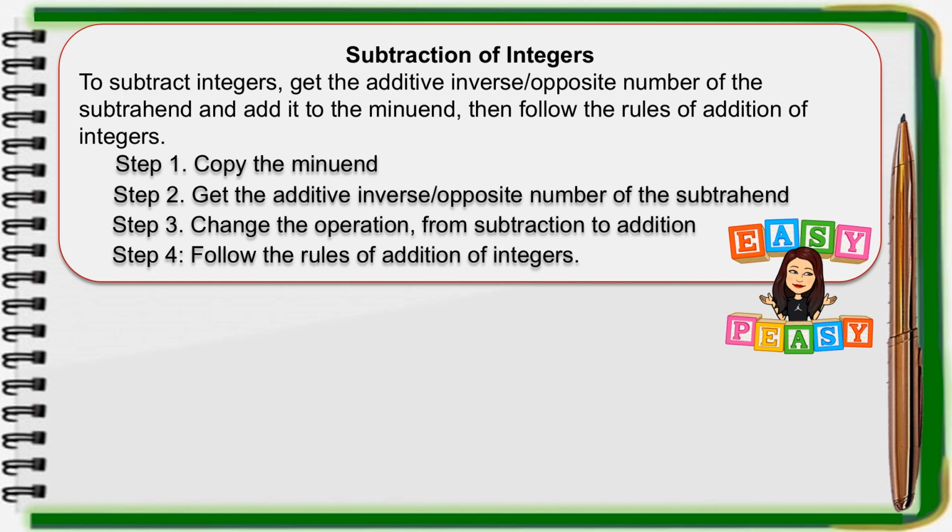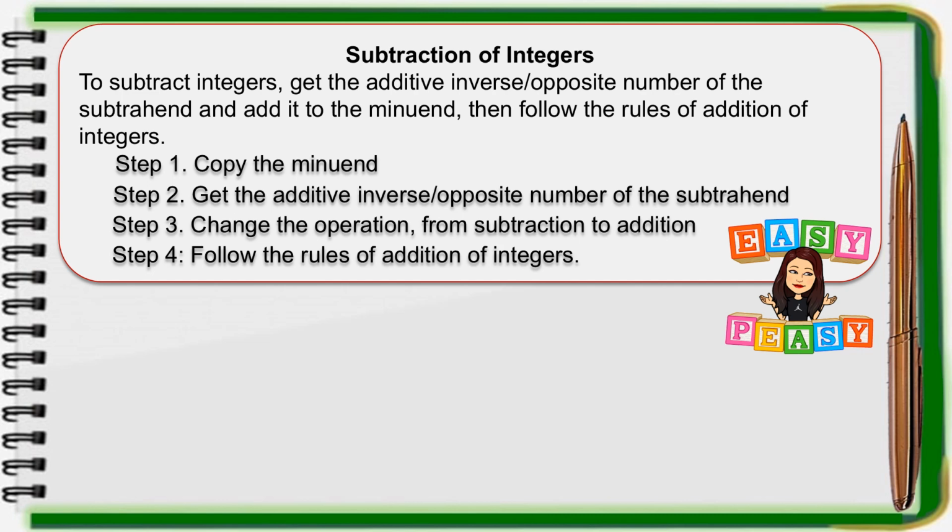Here are the steps. Step 1, copy the minuend. Step 2, get the additive inverse or opposite number of the subtrahend. Step 3, change the operation from subtraction to addition. And step number 4, follow the rules of addition of integers.